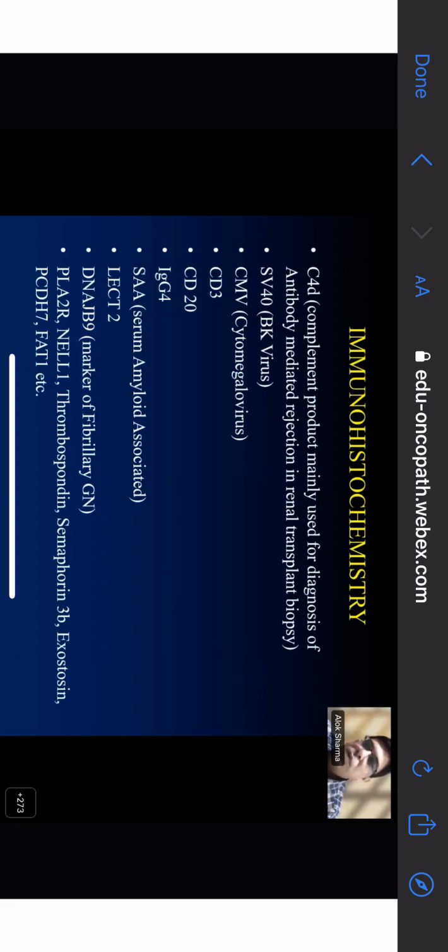And immunohistochemistry is everywhere in pathology, right? It had become the mainstay for a very long time in oncopathology, and even in renal pathology to detect immune complexes and various other things like viruses. We use immunohistochemistry far and wide. So every renal lab should have a facility for immunohistochemistry, and these are the common antibodies which we use for IHC.